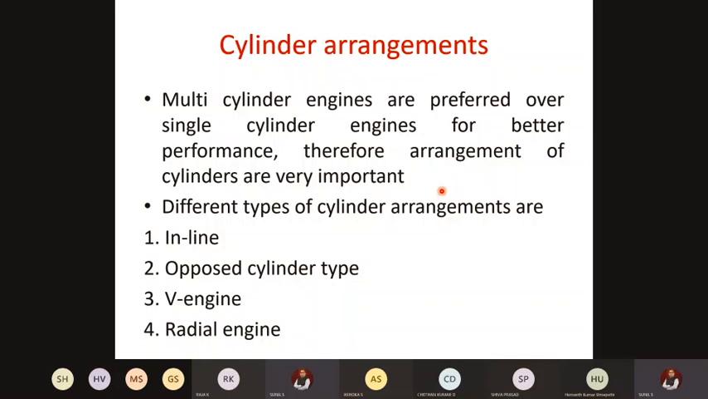You can arrange the cylinders in various fashions. The top four preferred are: the first one is the inline cylinder arrangement, the second one is the opposed cylinder arrangement type, the third one is the V engine, and the fourth one is the radial engine. Now we have to discuss these arrangements in detail. Please make a note. One by one we will take them up and discuss how the arrangement will be. I have downloaded a few animations also so that I can make you understand in a better way. Please make a note.